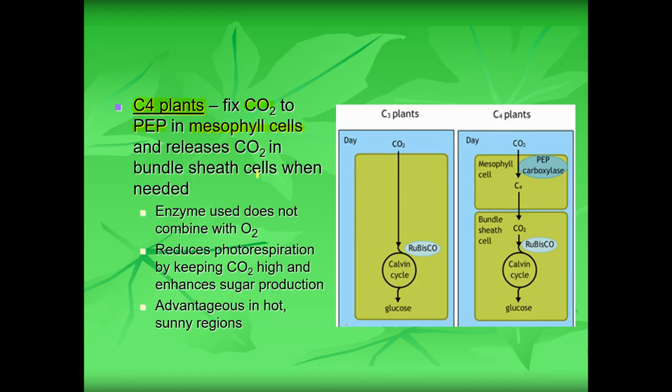So they fix the CO2 to something else, they store it within the leaf, and then it releases CO2 as needed, okay? So this enzyme doesn't do the photorespiration, it doesn't bind things to oxygen, and so these C4 plant adaptations reduce photorespiration, keep the CO2 high and available, and allow the plant to continue making food, okay? So not all plants, a lot of your plants are going to be C3 plants, they're going to bind that CO2 to RuBP, but as an adaptation, especially plants in hot, sunny areas, they may fix it to PEP instead.